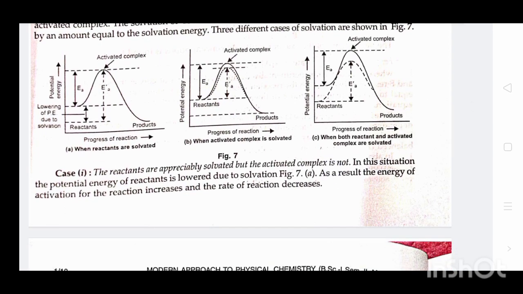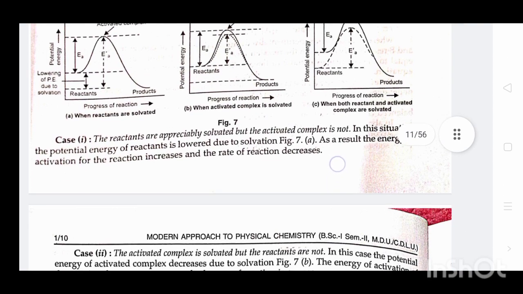Case 1. The reactants are appreciably solvated but the activated complex is not. In this situation, the potential energy of the reactant is lower due to solvation. In figure 7a, as a result, the energy of activation for the reaction increases and the rate of reaction decreases.